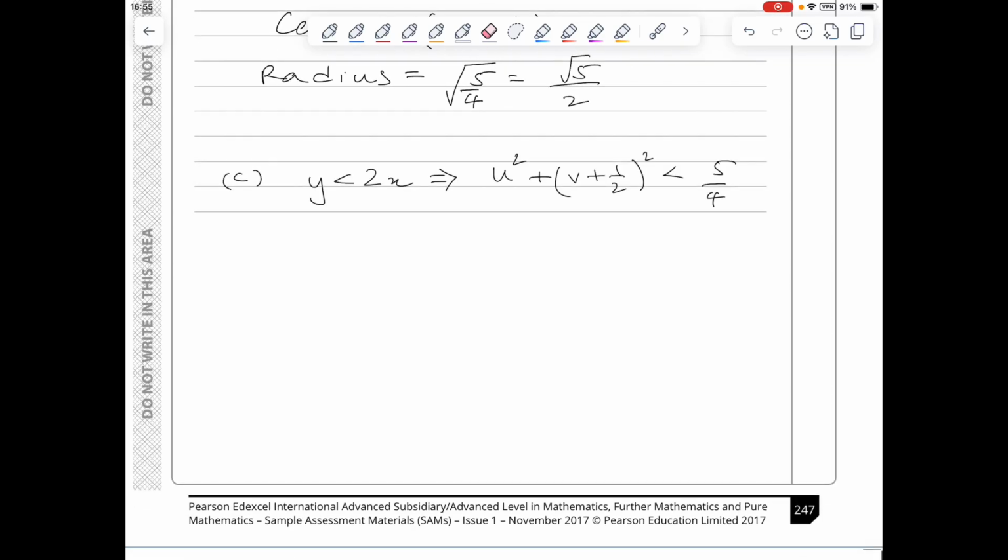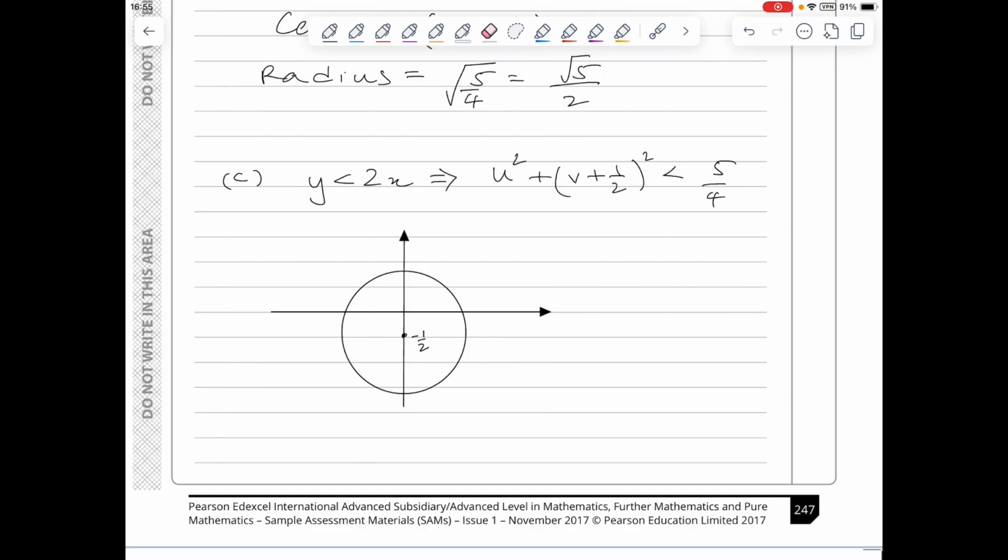In part C, I need to solve the following inequality: y less than 2x. This implies that the left hand side of the circle equation is less than 5 over 4. Now the circle has a center of (0, minus a half), so if I draw the circle, I'll get this one, and because I have less than the radius, I want the region inside my circle, so this is what the required region is.